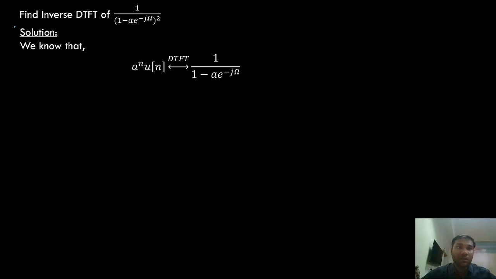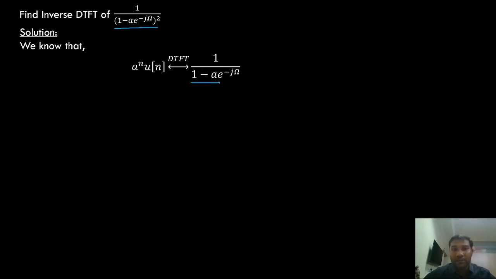And so far we have done DTFTs. Now we'll try to find the inverse DTFT of the given problem. So my X of e power j omega is given as 1 by 1 minus a into e power minus j omega whole square. Now we have to find the inverse DTFT of this function. Now the standard DTFT pair, we have a power n into u of n with DTFT of 1 by 1 minus a into e power minus j omega.